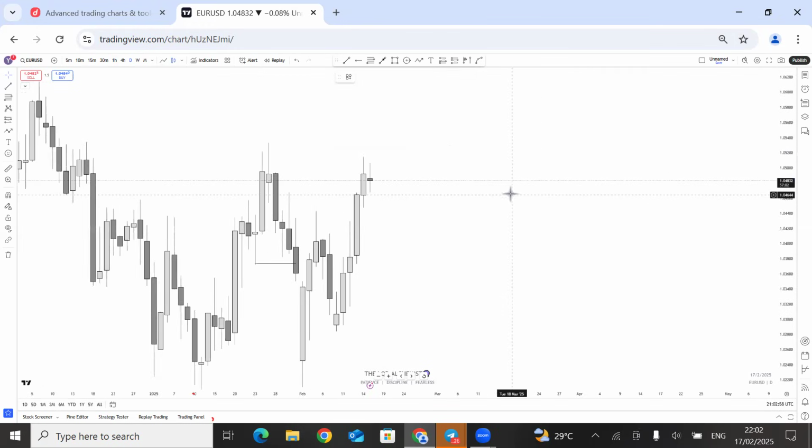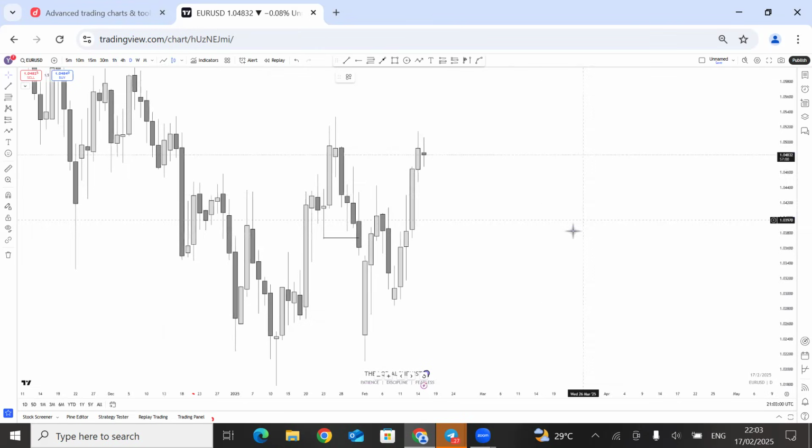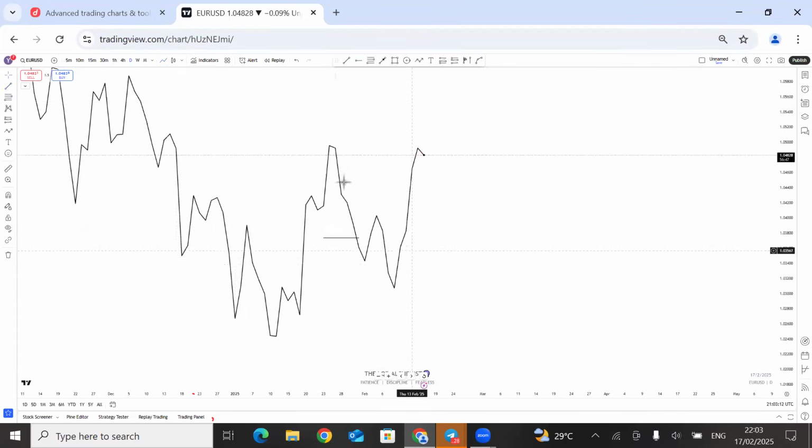So what do I want to look for? I just need to come to the chart on the daily or weekly time frame. I want to look at where price is at the moment. Here's where price is. I want to look for any key level, any significant high. To do that, I need to turn on my line chart. This is a very significant high here.